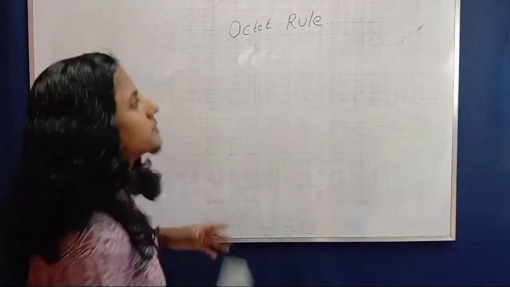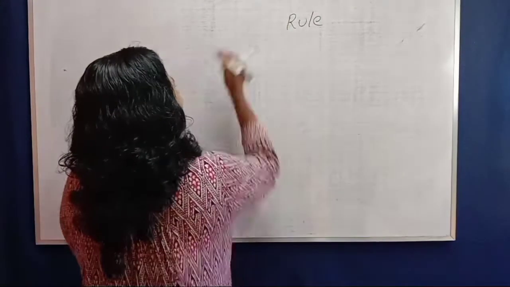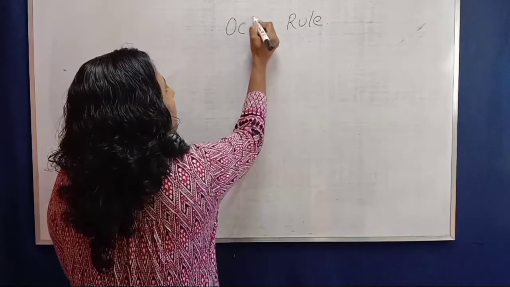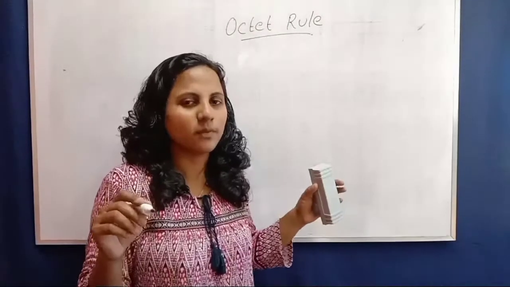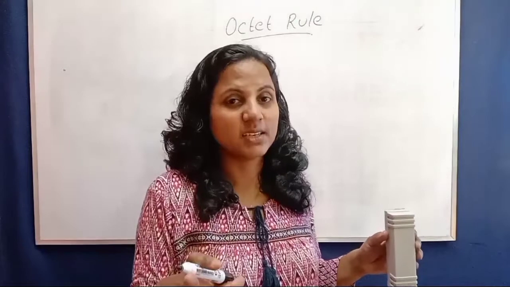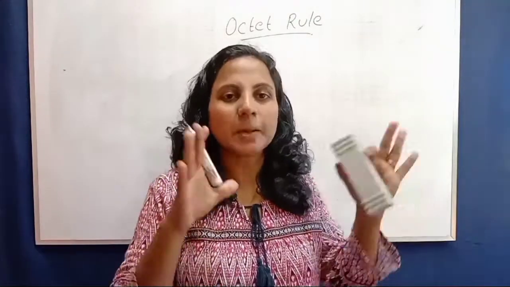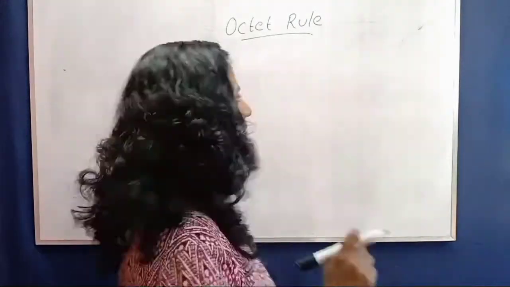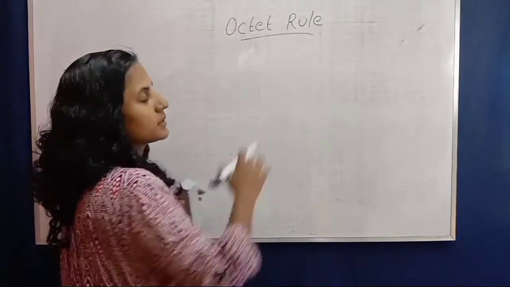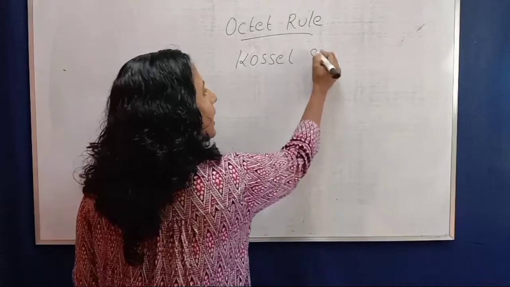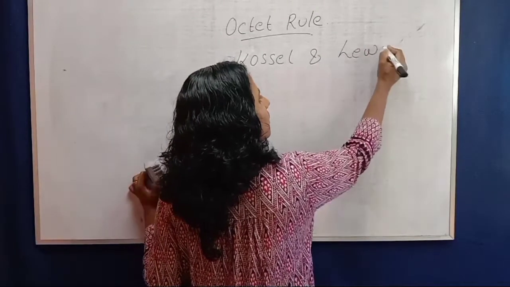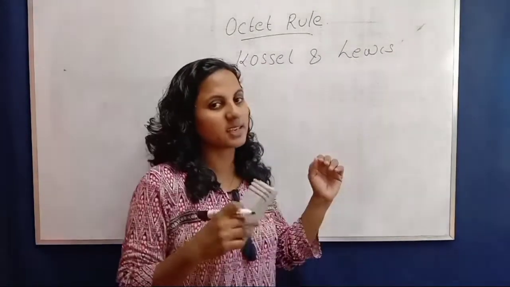Octet rule. I think everybody knows what is meant by octet. What is oct? Oct means 8. Therefore, octet rule means something related to 8. Isn't it? Okay. This rule is explained by Kossel and Lewis. These two scientists explained this octet rule.